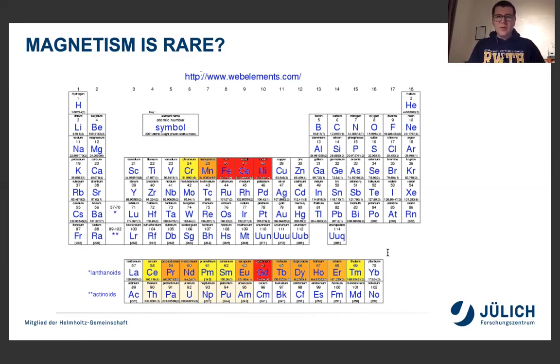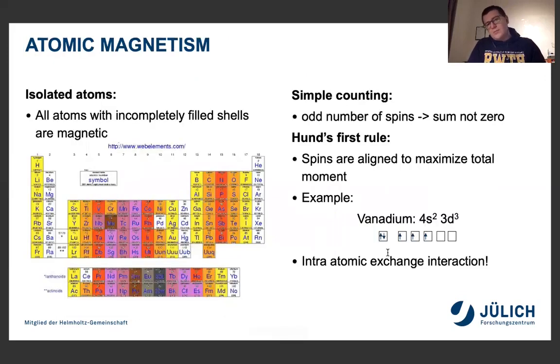However, if you take only isolated atoms, the periodic table looks a little bit different. This is the case because every non-completely filled shell has some spin, because there is an odd number of spins, and so they can't cancel out anymore. So from that, you would already expect quite some elements with some degree of magnetism.